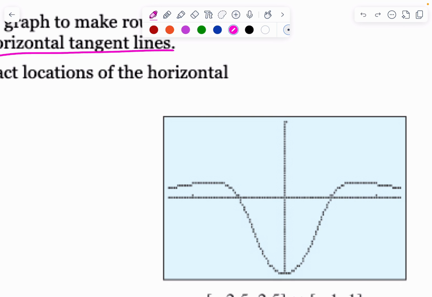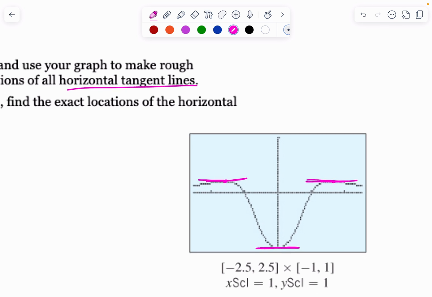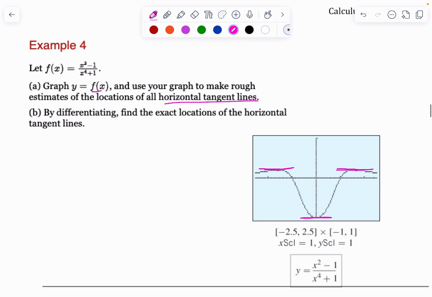Well, I know for sure that he's going to have a horizontal tangent line right here, okay? But also I think he comes up to like a peak right here, so I think he's going to have a horizontal tangent line there and maybe another one right here. So we'll find out that there's probably 3 places for horizontal tangent lines, okay? All right, that is the graph of that. So that was part A, done, check.